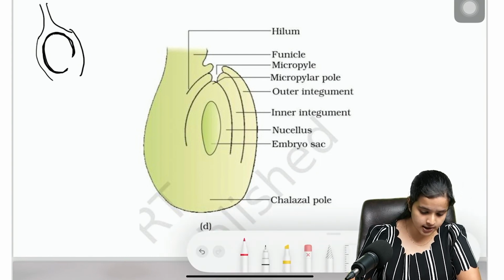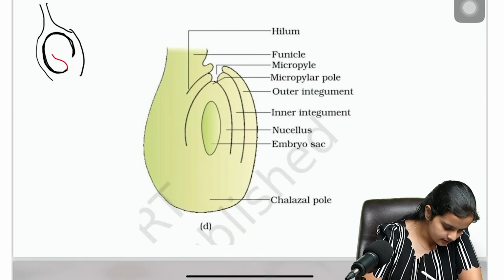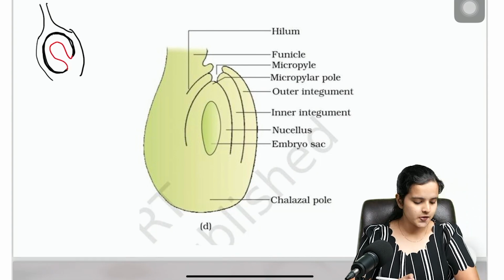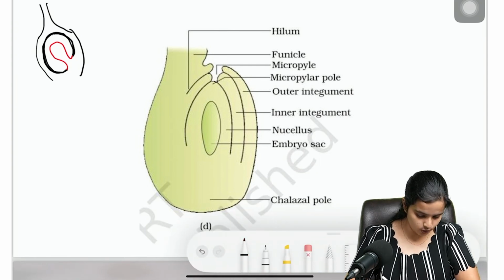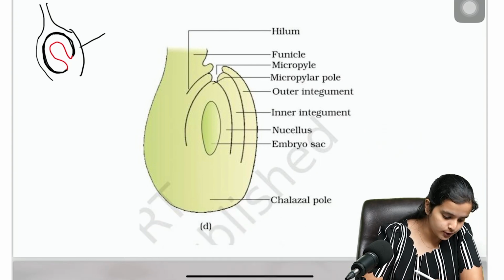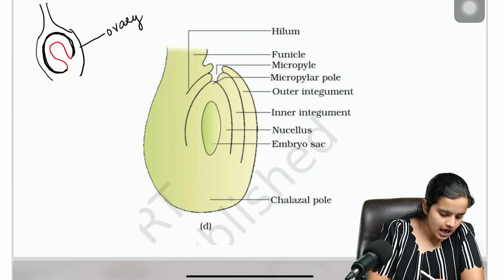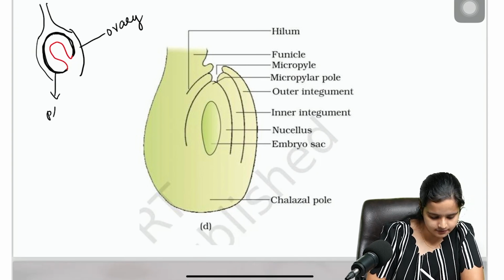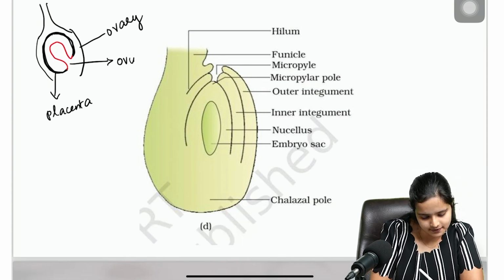And now I'll be drawing the ovule. See? The ovule arises from the placenta. Okay, so what have I drawn right here? I've drawn the ovary, and then I've drawn the ovarian cavity or the locule, which can't actually be drawn because it's just a space. And then I've drawn the placenta, and from the placenta arises our ovule.